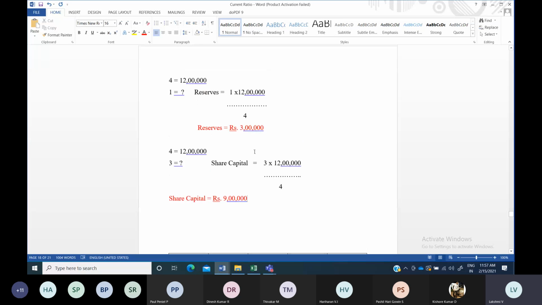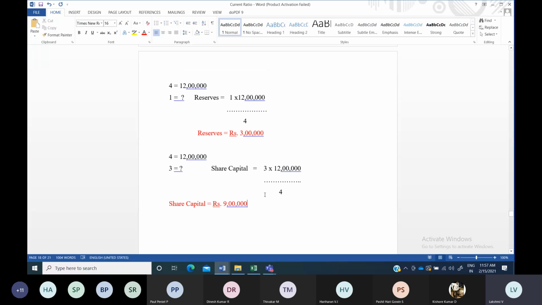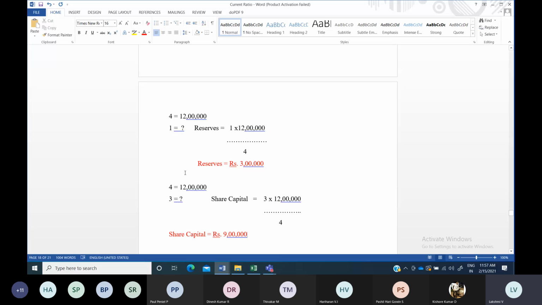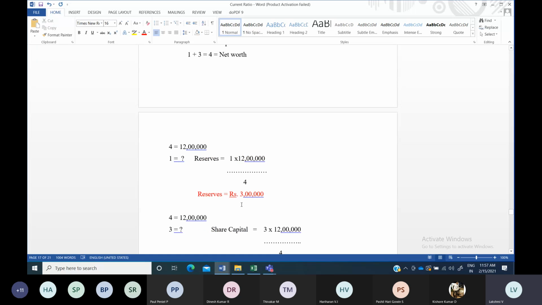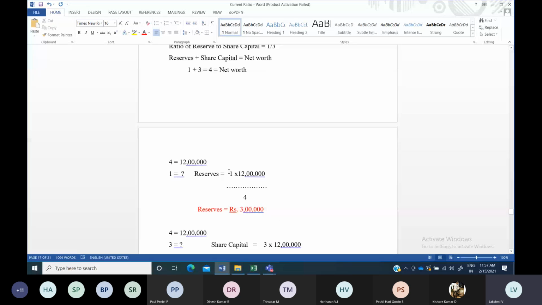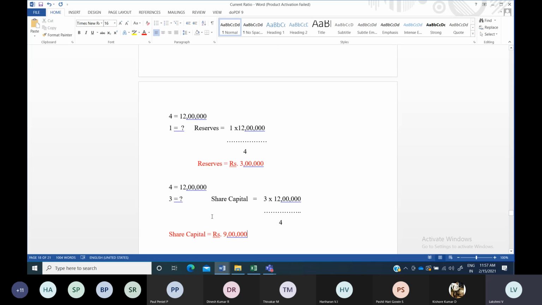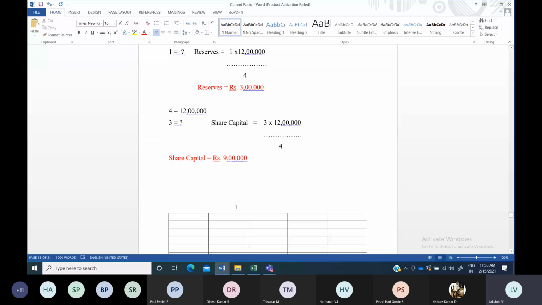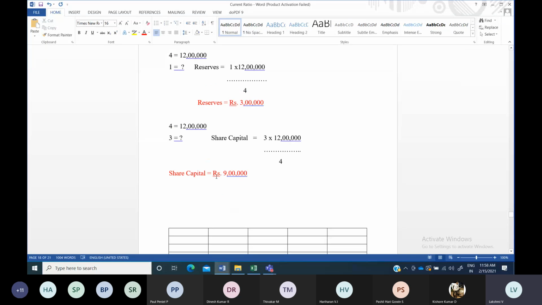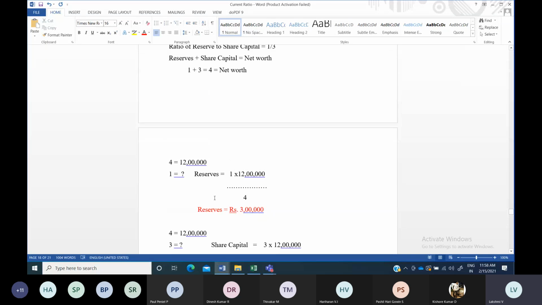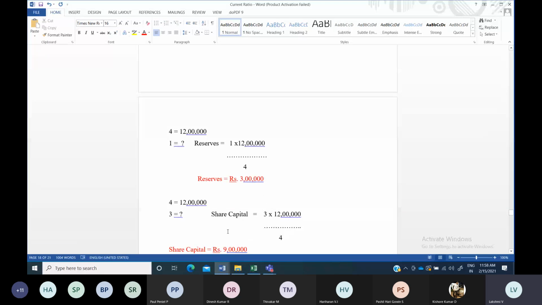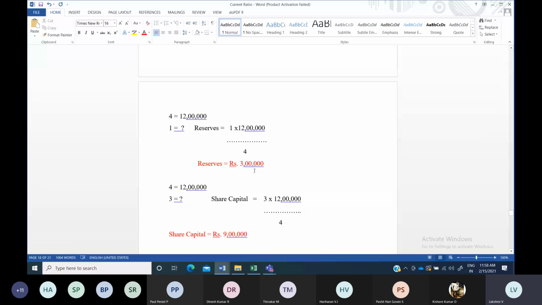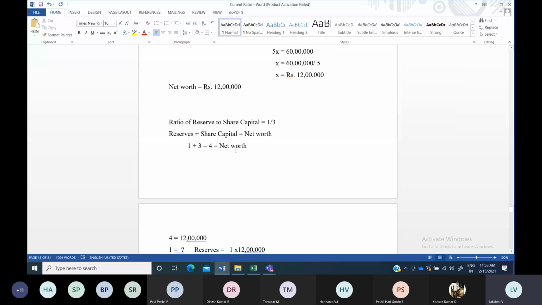But if you start working out, you find that whenever you understand along with me simultaneously, you can easily work out this problem. So now we have found out share capital. Now how do we verify whether we have done it correctly or not? Only when we add share capital and reserves do we get net worth. Our net worth is 12 lakh, so our share capital is 9 lakh and reserves are 3 lakh, and 9 plus 3 is 12 lakh. So this is your net worth amount. Like that we can verify.